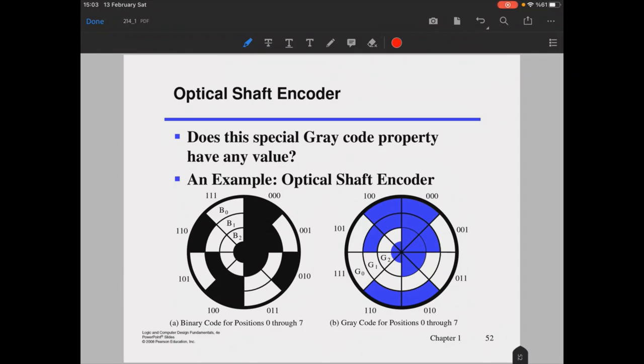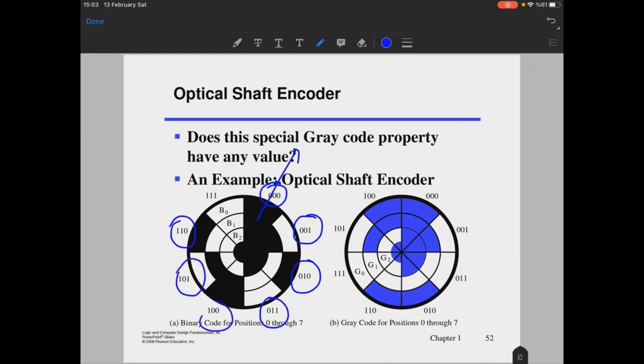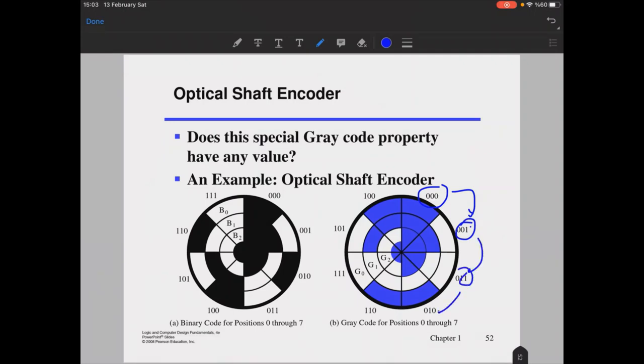what kind of benefit can it have? Suppose that this is a gun positioning system or a laser beam or something like this, which is called an optical shaft encoder. So if you represent this direction with 0 0 0, then the next one 0 0 1, and so on, this is called binary code positioning, right? But if you do this in a gray coding positioning system, only a single bit differs between the neighbors, right? So it means that you will have a gray coded optical shaft encoder here.